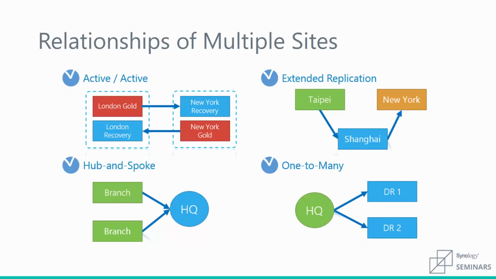There are a couple different relationships these servers can have when replicating snapshots. We have the active-active relationship, where each server is being used as primary data locally and recovery data remotely. We have extended replication, where you have a snapshot taken in Taipei, which is being replicated to Shanghai, and replicated again to New York, so you get extreme redundancy of your data, even geographically. We offer hub and spoke, where multiple branches will replicate their snapshots to a headquarter unit, or one-to-many, where a headquarter unit will replicate their snapshots to multiple disaster recovery sites.